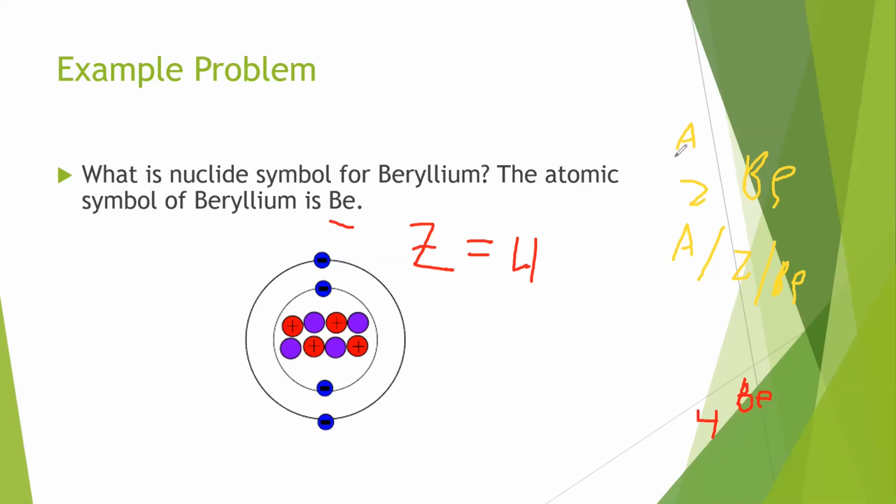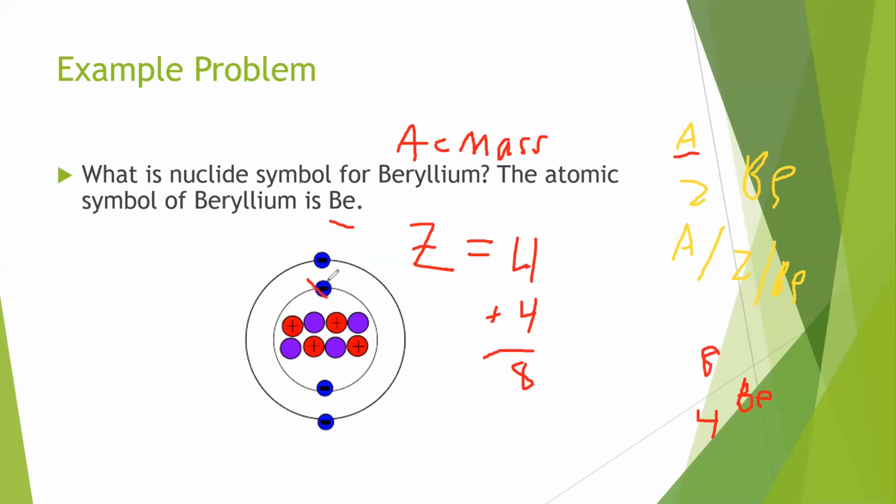And the last thing we do is A. Remember, A is the atomic mass. So it's the protons plus neutrons. There's 4 protons, there's 4 neutrons, which are the purple spheres, and we get a total of 8. So we get 8 for Be.